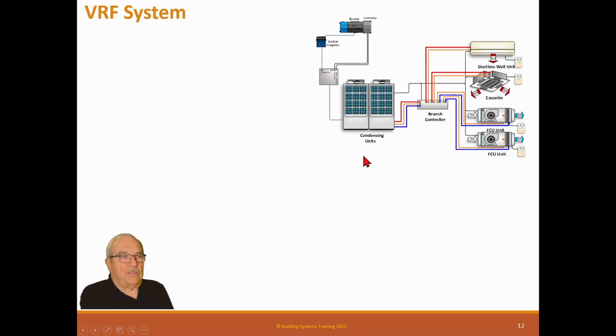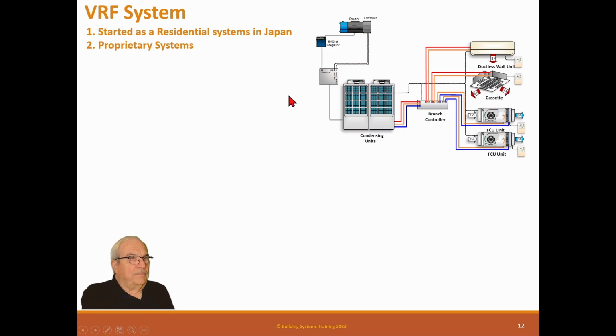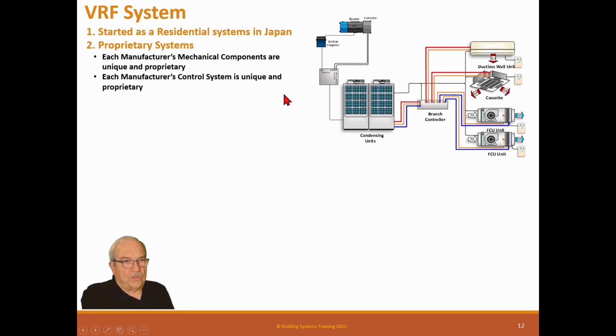Now there's VRF systems, which stands for variable refrigerant flow. These are quite popular nowadays. Unfortunately, just like everything else in life, your industry goes through fads, and some things become popular, then they fall out. Right now, this is popular because they're economical to install, and they're highly efficient in cooling. They started as a residential system in Japan. They're proprietary systems. They have proprietary mechanical systems. They have proprietary control systems. That is what is going to be their Achilles heel.